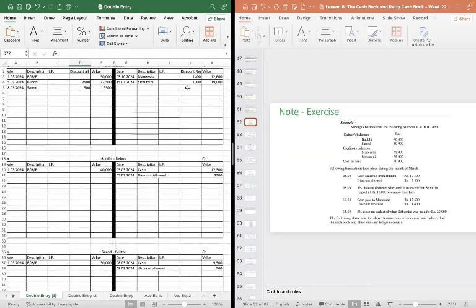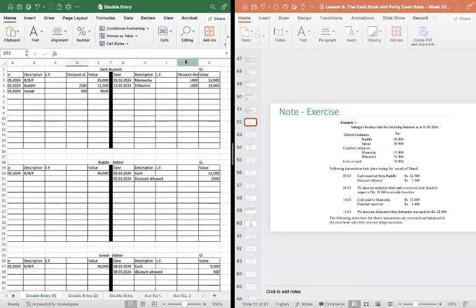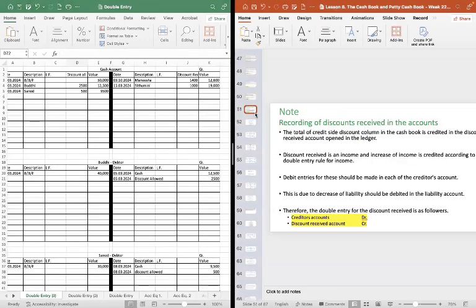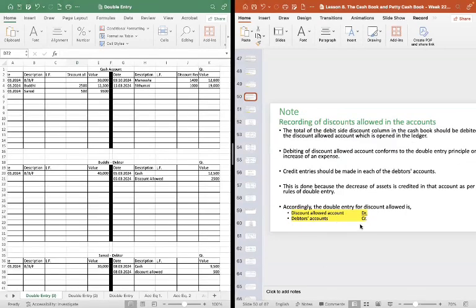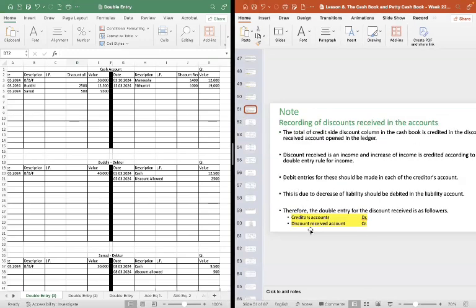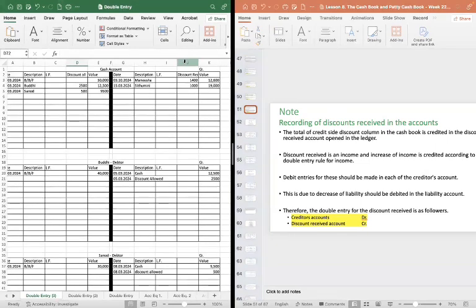Okay, now what happened was we recorded this in the memorandum column. When we received the discount or when we allowed the discount, we recorded it in this memorandum column. And on the other hand, we recorded it on the debtor side. If we go to our previous note, one of these entries we have already passed. We passed the entry to the debtors accounts. But we did not pass an entry to the discounts received account or discounts allowed account. We just recorded that in the memorandum column.